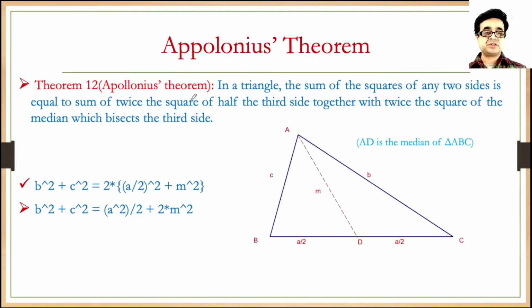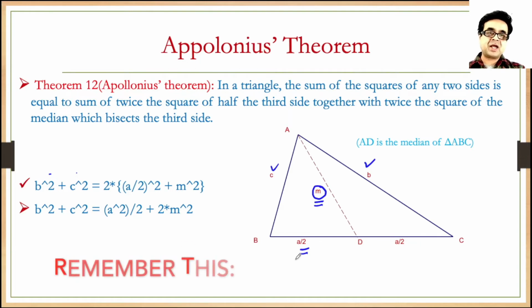And here is what it says. In a triangle, when you draw the median, so AD, this is the median of the triangle. The sum of the squares of the two sides which are not involved in the median drawing. So here it's like side B and side C. So B square plus C square equals 2 times (A by 2) square plus the median square. Now I realize this is very, very complicated. It was important for me, for the sake of completeness, to include this theorem. If you don't remember this theorem, it is absolutely fine.